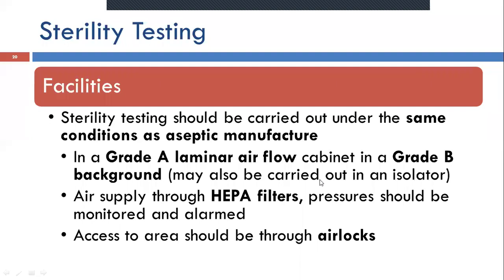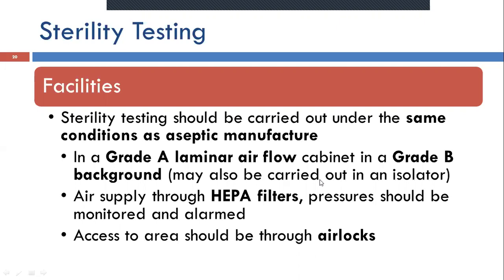So we have to use a grade A laminar airflow cabinet and a grade B background. You will understand this at a later stage. When you study the laminar flow chamber, a grade A laminar flow chamber is fitted with a HEPA filter and UV light and other things, and may be carried out in an isolator. So the maximum care has to be taken during the testing. And air is always supplied through HEPA filters, high efficiency particulate air filters, so the air will be free from any microorganisms.